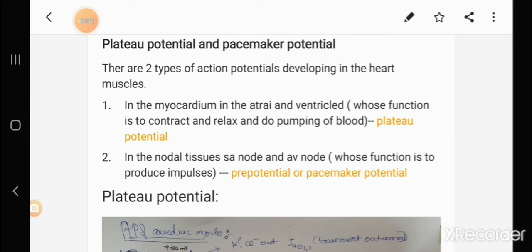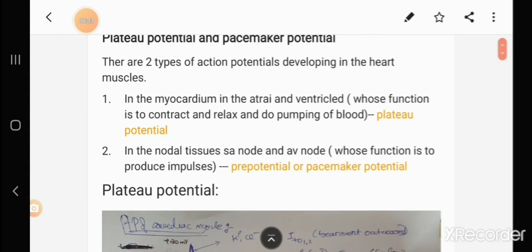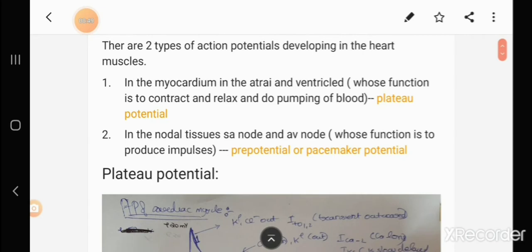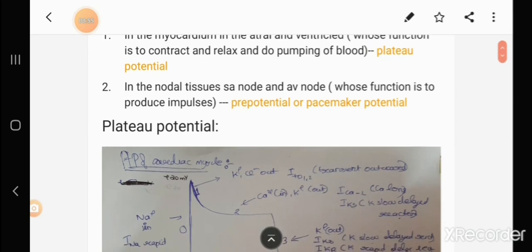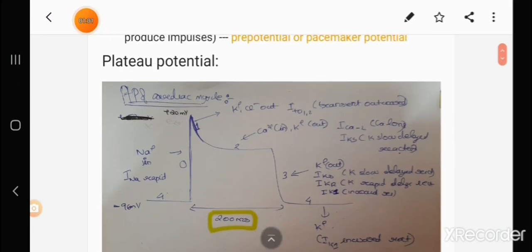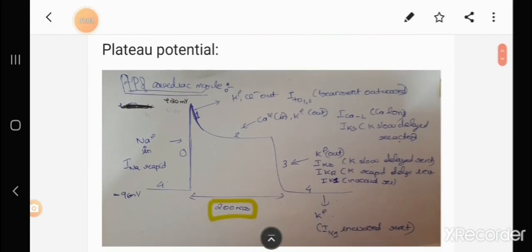Okay, and there's another type of tissue, that is the specialized nodal tissue, which is present in the conducting system of the heart, that is in the SA node, AV node, the Purkinje fibers and bundle of His and all. So the type of action potential that develops in them is the pre-potential or the pacemaker potential. Okay, so first let's discuss the plateau potential which develops in the main myocardium of the heart.